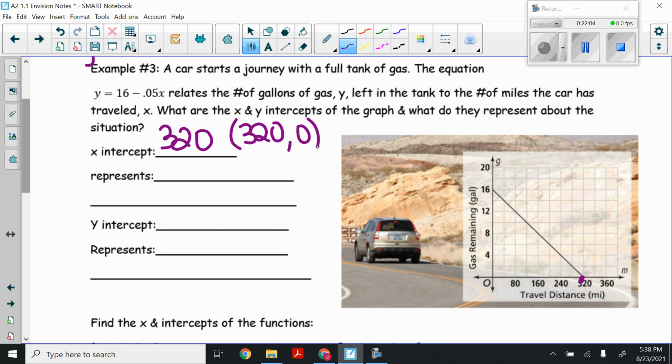What does that represent now? So tell me, what does this represent? So we see down here, this is distance traveled in miles. So this represents that the car can travel 320 miles. My y value is 0. What does y represent? The gallons of gas I have, okay? So I can travel 320 miles before it runs out of gas.